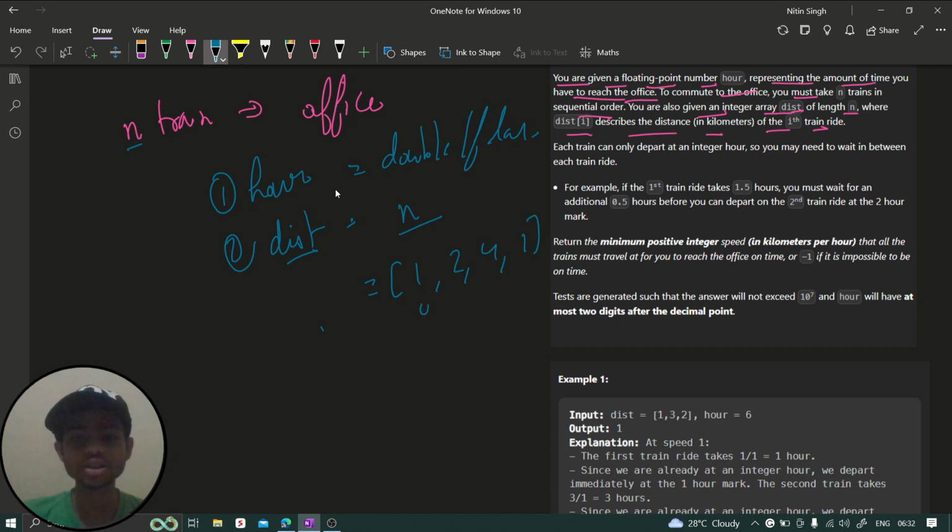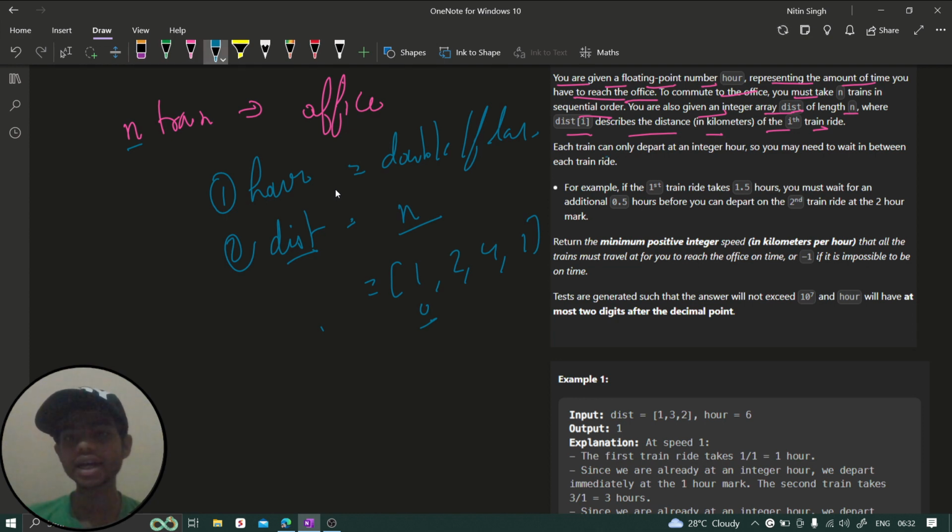So this zero index is telling us that the zeroth train, means the first train, is going to cover one distance only. The second train is going to cover two distance. The third train is going to cover four distance, and the fourth train is also going to cover one distance. I hope it makes sense. So this is the simple thing.